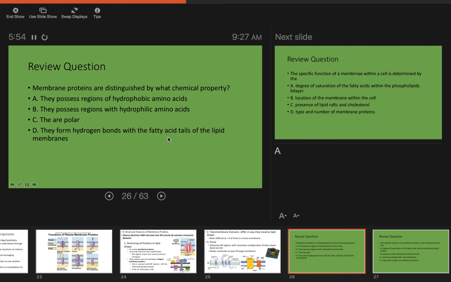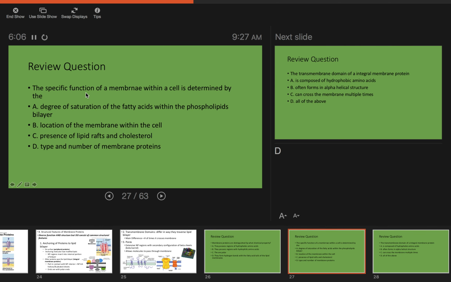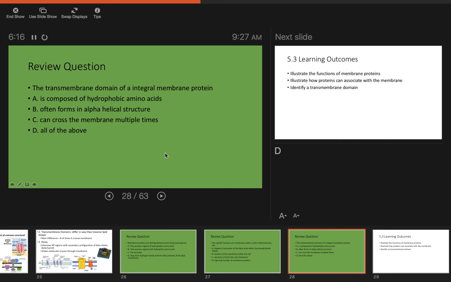So a review question, membrane proteins are distinguished by what chemical property? That is A, they possess regions of hydrophobic amino acids. Okay. Next review question, the specific function of a membrane within a cell is determined by the, that's D, type and number of membrane proteins. The transmembrane domain of an integral membrane protein is made up of hydrophobic amino acid, does or can form alpha helical structures, can cross the membrane multiple times. So really, it's D, all of the above.